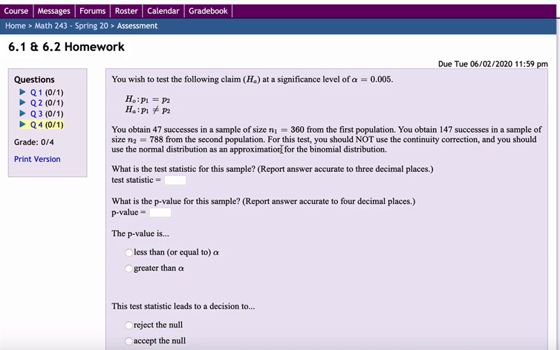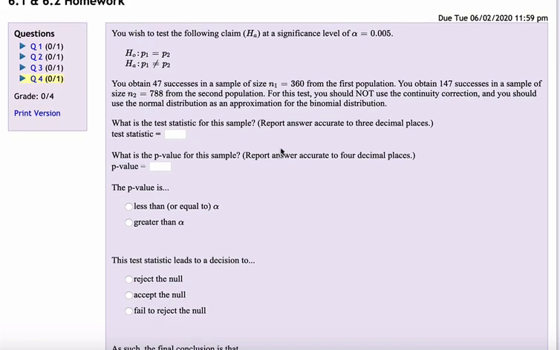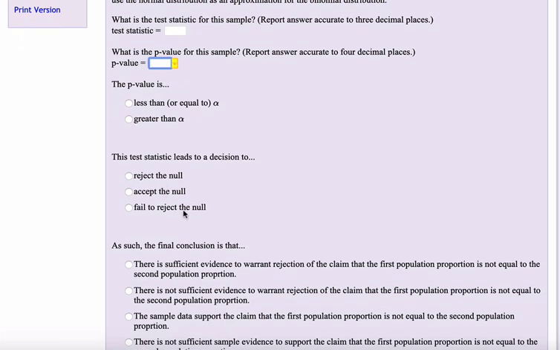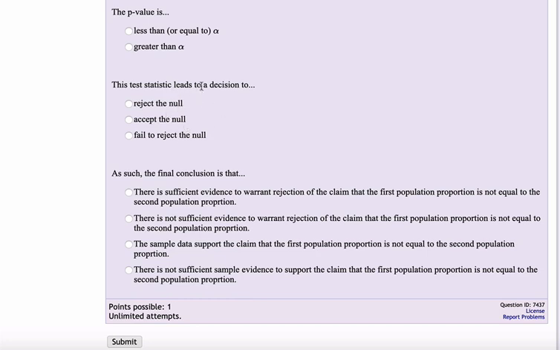Hopefully when we read through here, we can find N1, X1, N2, and X2. And with all of that information, you could ignore this. This isn't something we learned in our class, what a continuity correction is, so just completely ignore that. We can find a test statistic and a p-value, and then based on your p-value, you can figure out what you want to do with the null hypothesis and what your conclusion should be.